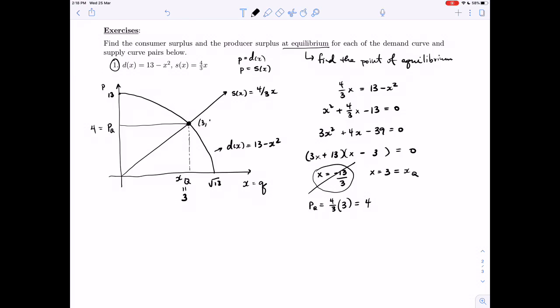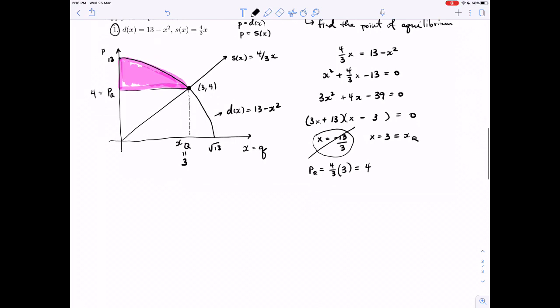And now we can go ahead and find the consumer surplus and the producer surplus. So let's start with the consumer surplus. Consumer surplus we know is an area. It's an area between the equilibrium price and the demand curve. So we're looking for that area there. And the consumer surplus formula, we can write that down, is the integral from 0 to whatever x value, so we're looking at the equilibrium x, of the demand curve minus the price that is set. So here it's the price at equilibrium, dx.